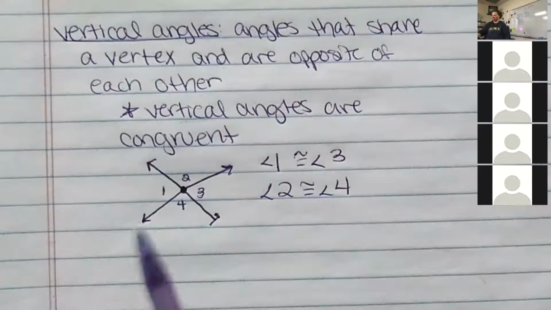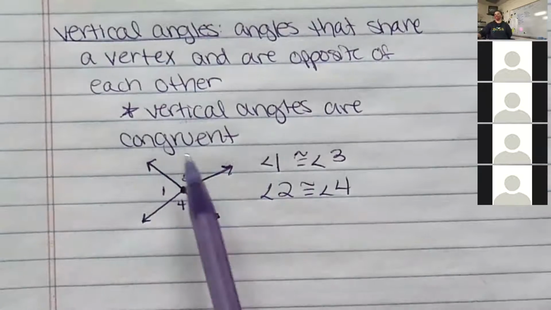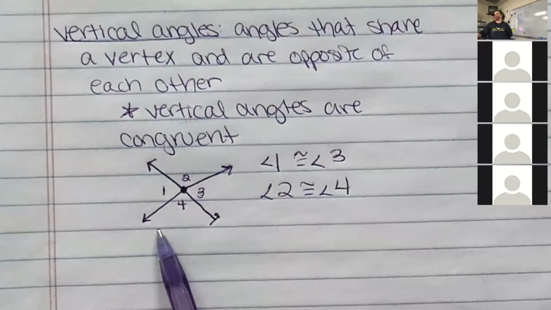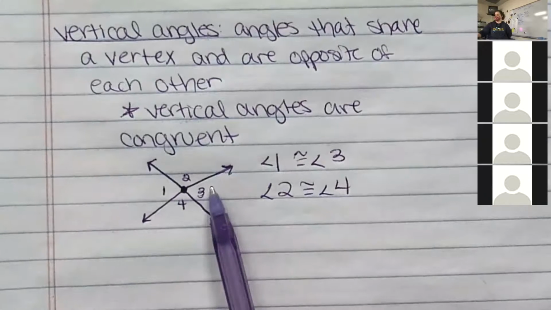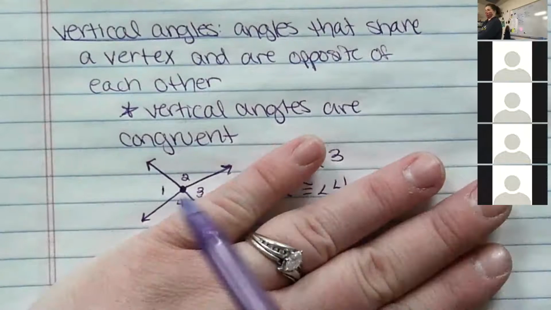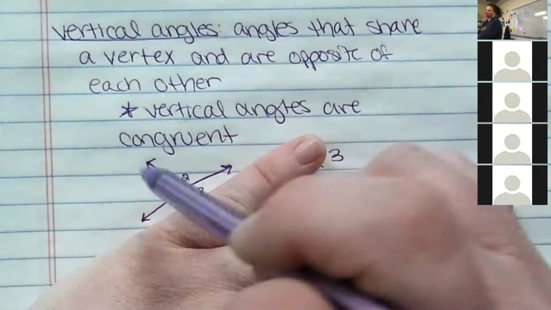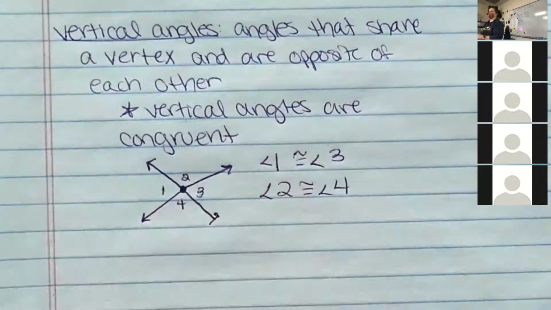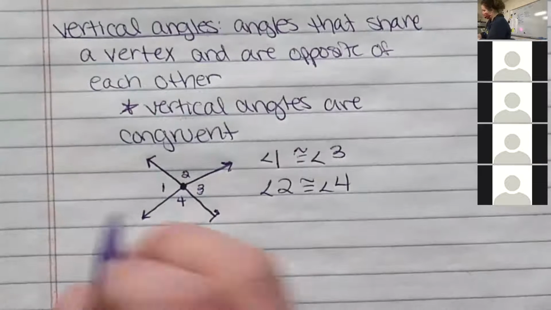So if you know one of these angles, you're going to be able to find out all of the angles, which is really cool. Because if I know 1, then I know 3. And 1 and 2 would form a straight line, so if I know 1, I can just subtract it from 180 to find 2. This is why I love it so much, because there are so many things that interlock and connect.